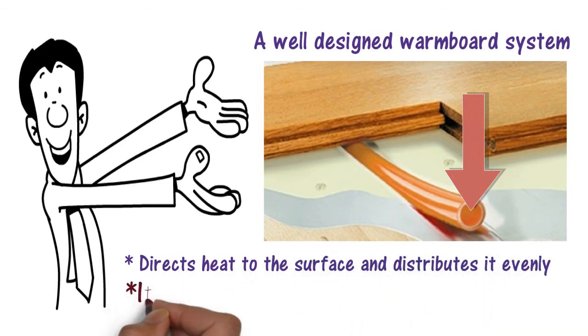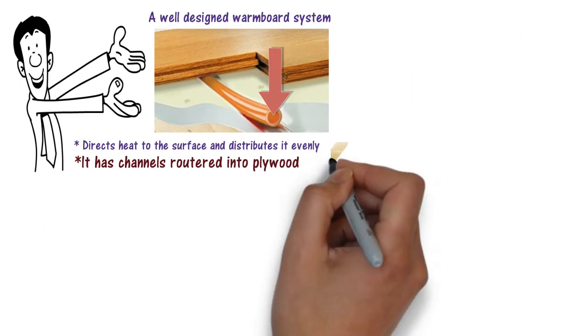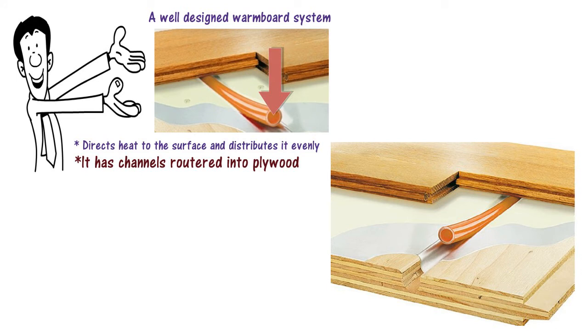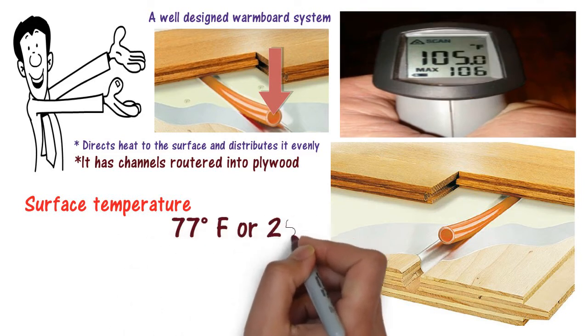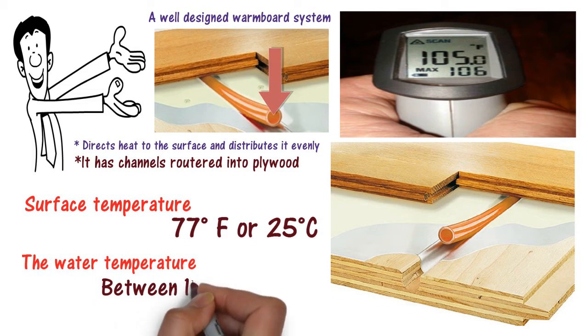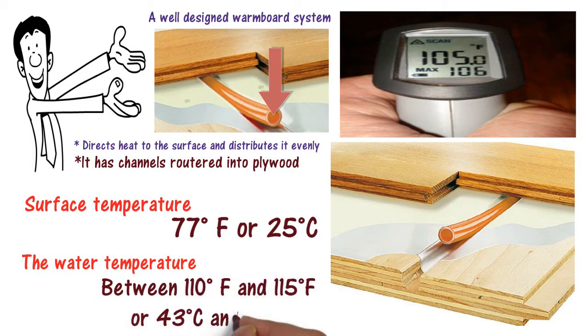Warm board has channels routed into the plywood with a foil over the plywood surface to direct the heat upwards. The foil is very thin and can be nailed into. The pipes are exposed, so a careful installer should be able to avoid the pipes with their fasteners. To maintain a surface temperature of 77 degrees Fahrenheit, the water temperature entering a well-designed system is between 110 degrees Fahrenheit and 115 degrees Fahrenheit, making it a friendly choice for solid and engineered hardwood flooring.